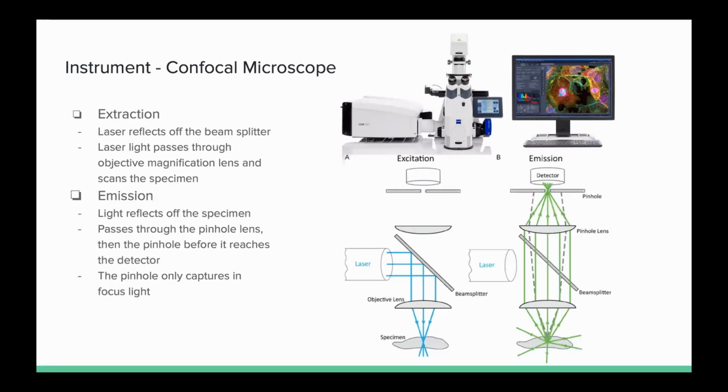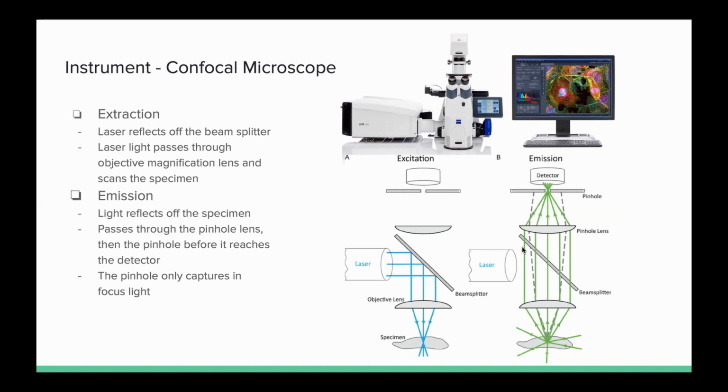Next, we will take a look at the instrument. When using a confocal microscope, there are two phases, the extraction phase and the emission phase. During the extraction phase, a laser reflects off a beam splitter, and then that laser travels through an objective magnification lens where it reaches the specimen. Once the light reaches the specimen, we change to phase 2, which is emission.